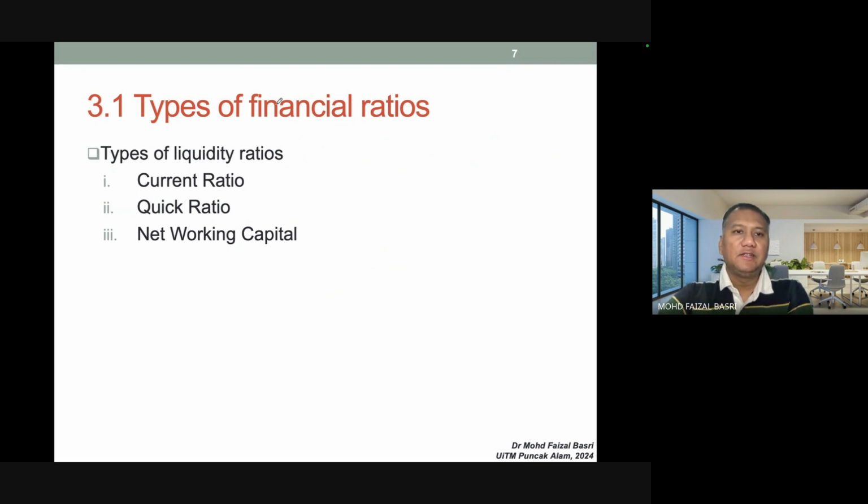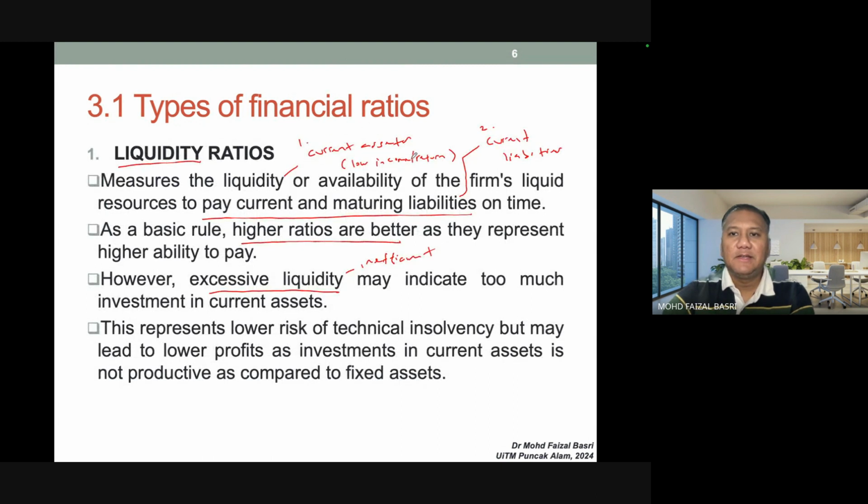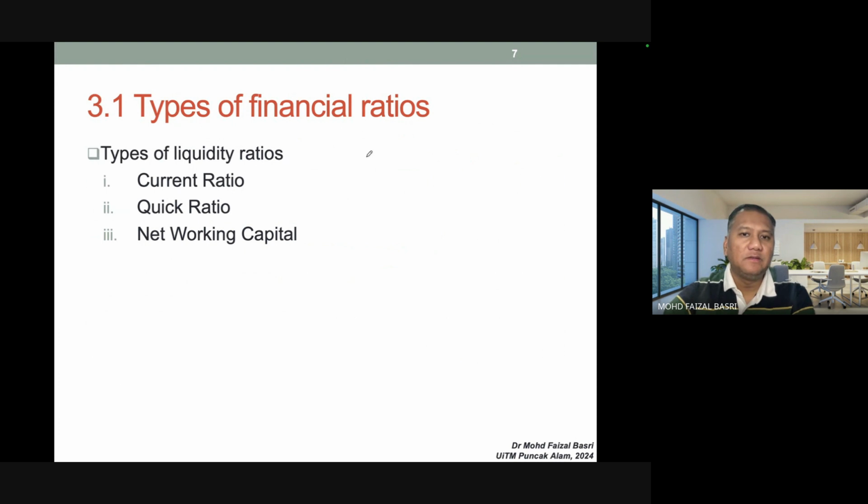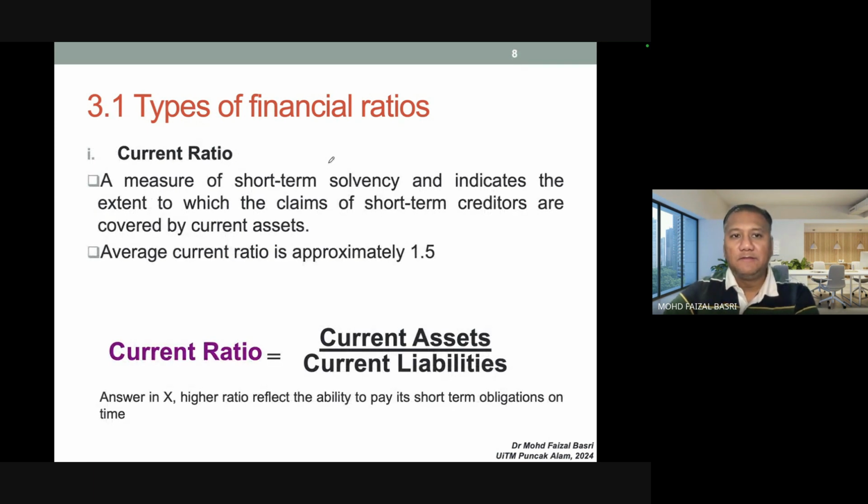liquidity ratios, kita ada 3 jenis. We have the current ratio, quick ratio, and also net working capital. Okay, the keyword I mentioned earlier, kita ada current assets, kita ada current liabilities. That's the only thing that we use for all three. Okay, ketiga-tiga ratios revolve around current assets and current liabilities. Okay, so the first one, current ratio.